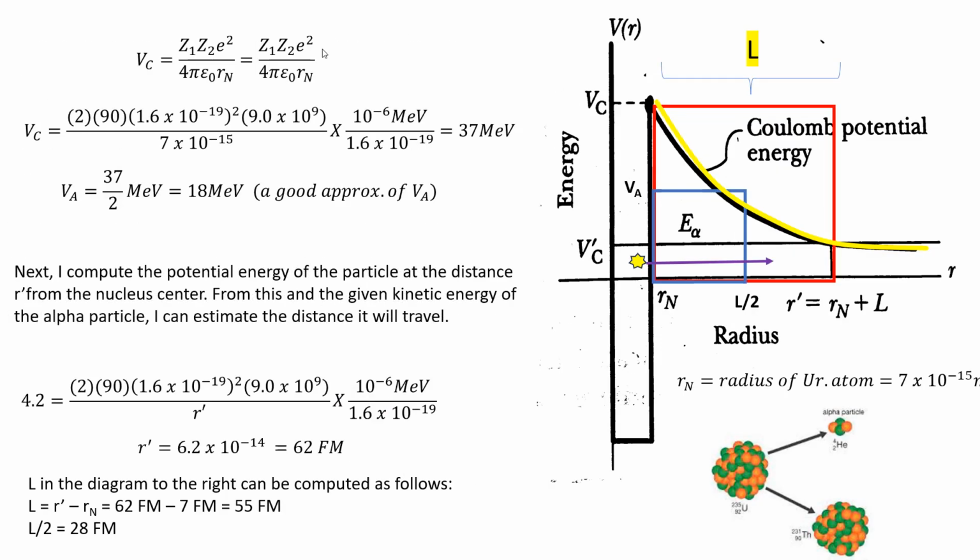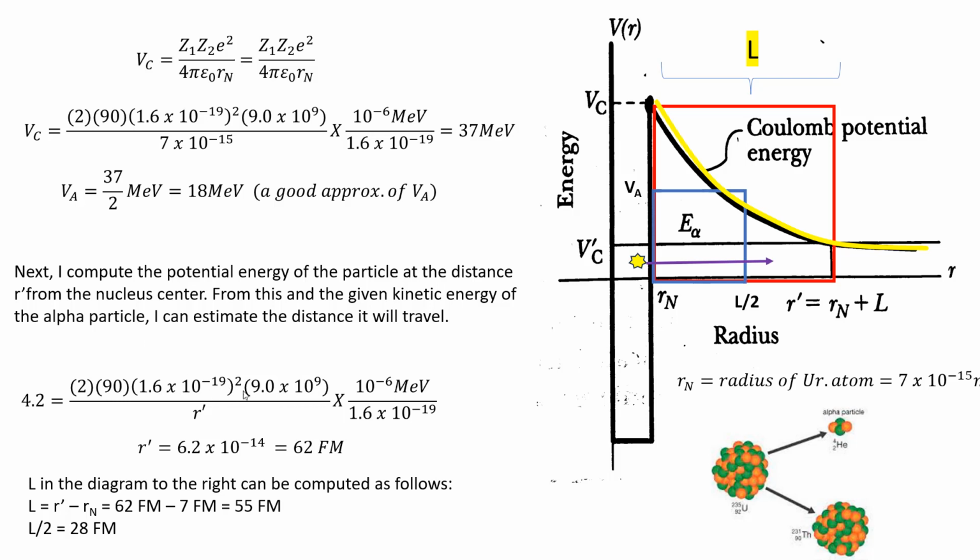Okay, so the next thing I do here is I just plug numbers into this equation, and I get 37 mega electron volts. I'm going to divide that by 2 because I'm using the blue square as the estimate for the yellow curve. Okay, so 18 mega electron volts here at V sub A. So next I compute the potential energy of the particle at the distance r prime from the nucleus center. From this and the given kinetic energy of the alpha particle, I can estimate the distance it will travel. Okay, so that's what I've done here.